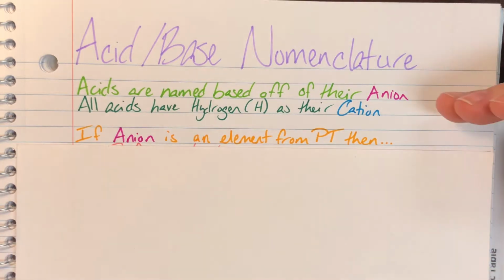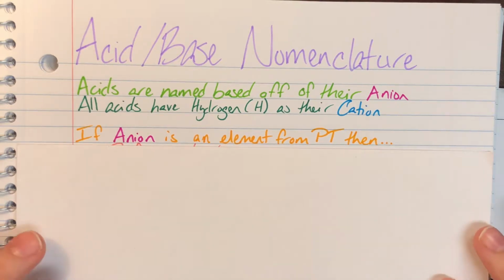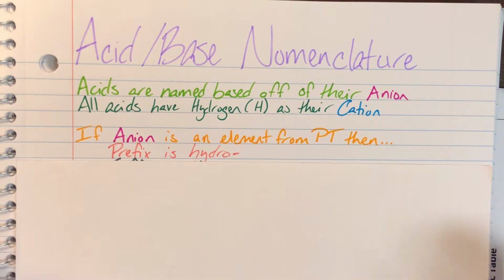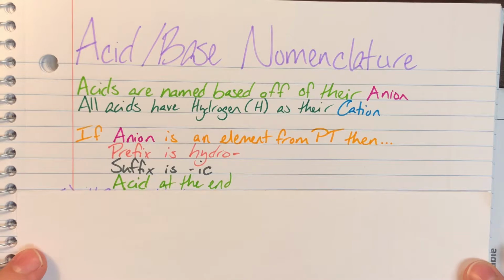We have rules again based off of my anion, and so if my anion is directly off of the periodic table, meaning that it is just a simple element, then all I have to do is add the prefix of hydro and add the suffix onto my anion of ic and then acid at the end.